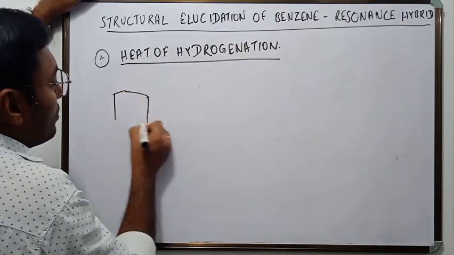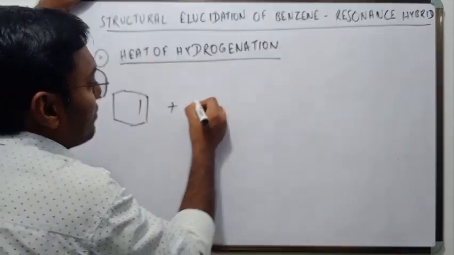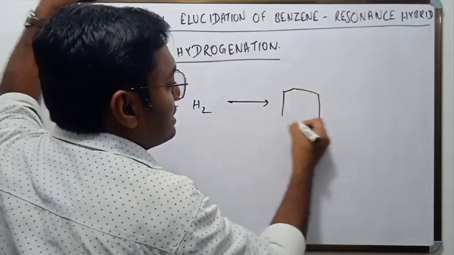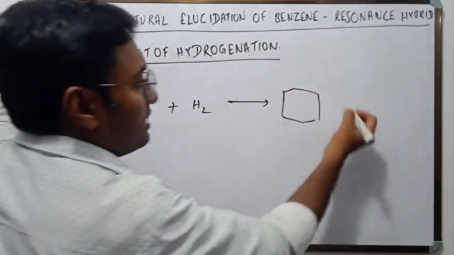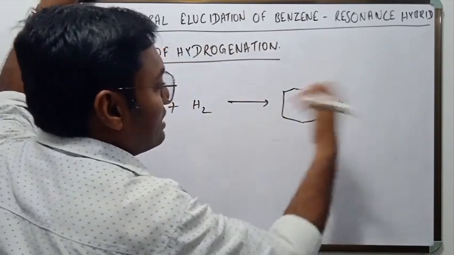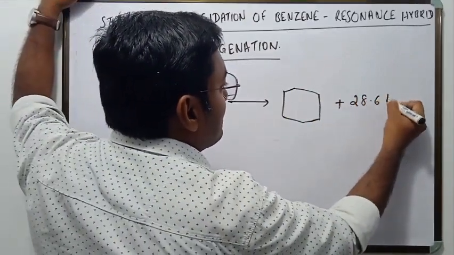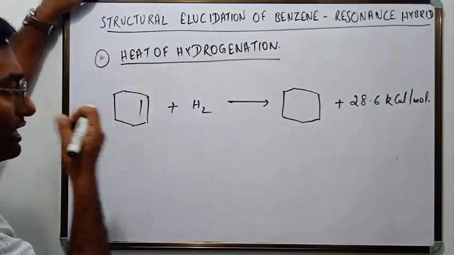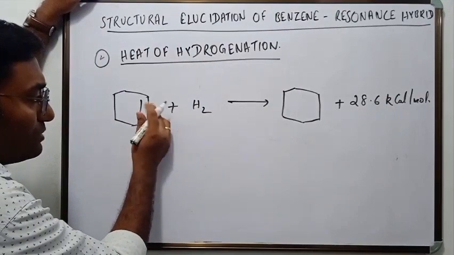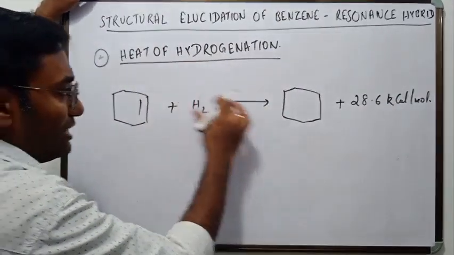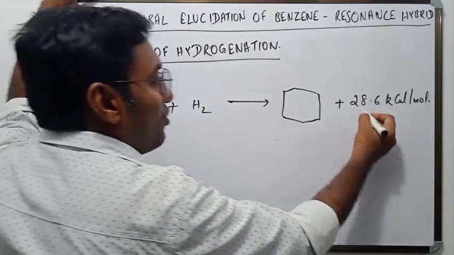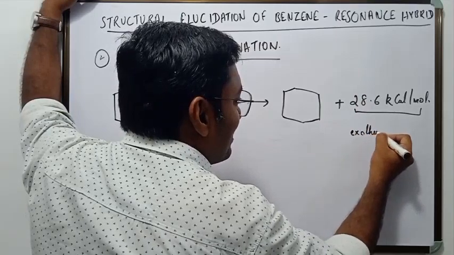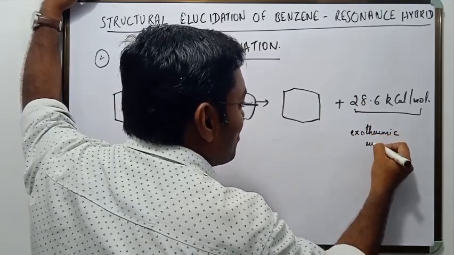So this is cyclohexene and we are adding H2. This is an exothermic reaction, so we get cyclohexane, and we get some energy also. This is 28.6 kilocalorie per mole of energy. It is the energy released when a double bond is broken and hydrogen is added, released in the form of heat. That makes it an exothermic reaction.